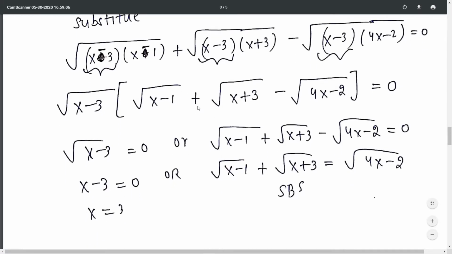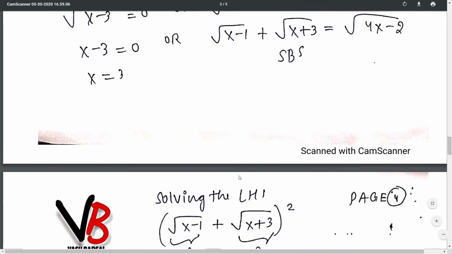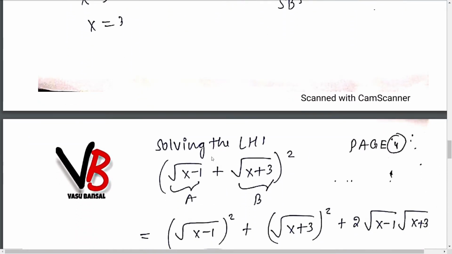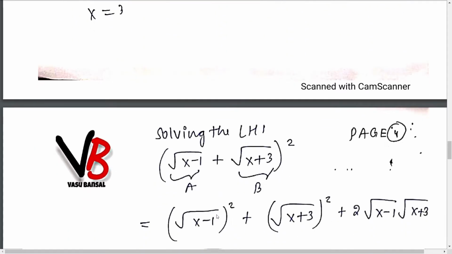Or the other case is this thing is 0. So this will be equal to root of x minus 1 plus root of x plus 3 minus root of 4x minus 2 is equal to 0. I have taken this on the right hand side and obtained this. Now SBS means squaring both sides. I'll square both sides, first the left hand side. Assume that this expression is A, this expression is B.